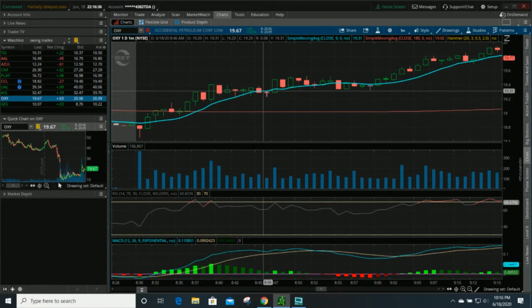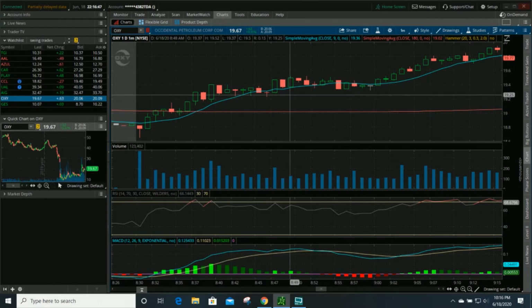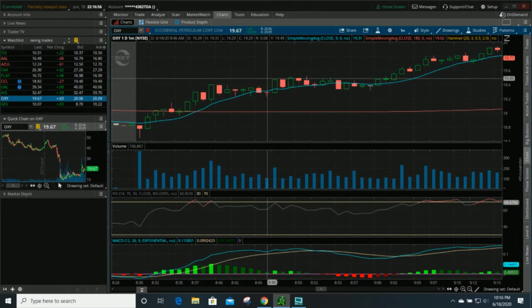We ended up getting about 25 cents. 25 cents times 100 is what, $25? You got $25 right there. We wait for another confirmation. This, I wouldn't say is a confirmation, but if you wanted to buy into it, you could. But we're not looking for that.